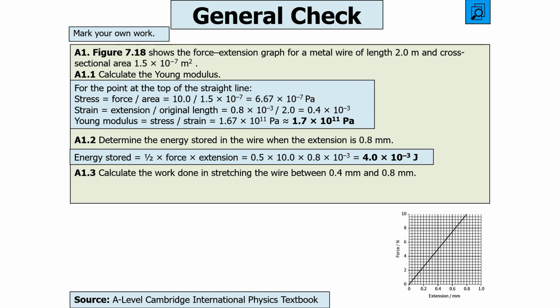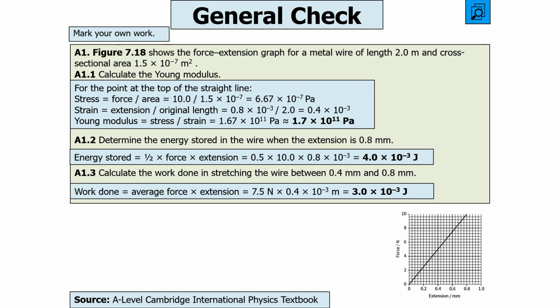And then the work done in stretching between 0.4 millimeters and 0.8 millimeters. Again, the work done is going to be the force times the extension. So if you look on your graph, you can see the average force between 0.4 and 0.8 is going to be 7.5 newtons, multiplied by the extension, which is 0.4 millimeters, or 0.4 times 10 to the minus 3 after converting millimeters into meters. So it's 3 times 10 to the minus 3 joules.